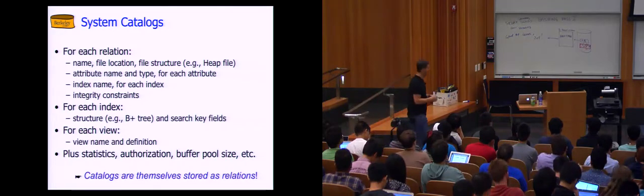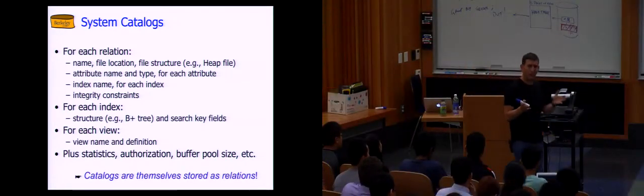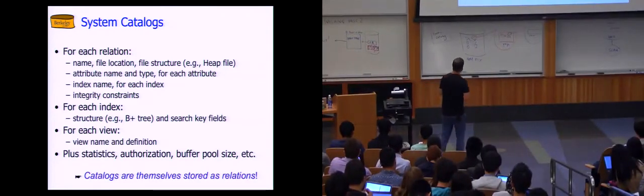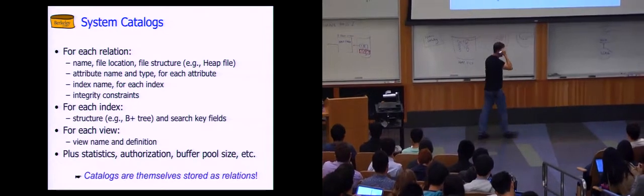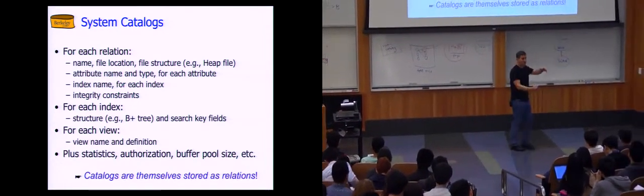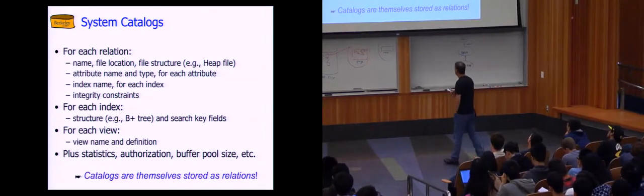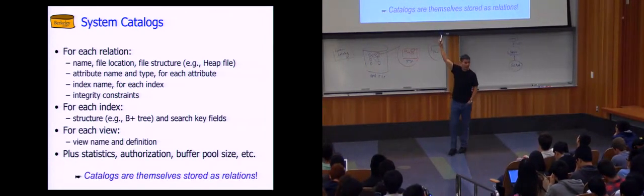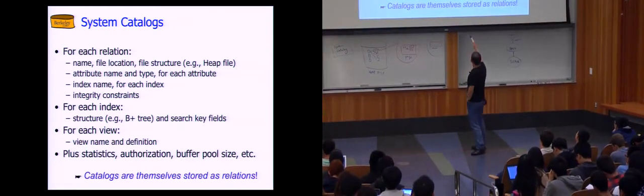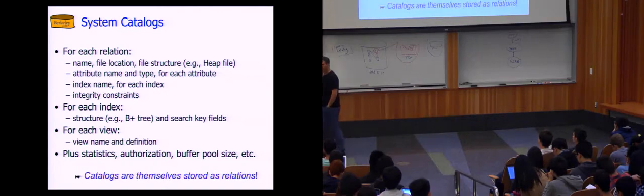All right, so views are logical tables, and what we store for those is the view name and its definition, the query that goes with it. And then finally, there's a whole bunch of things like statistics about these tables. So how many pages do they have? How many distinct values are in each column? What's the distribution of values in the columns? Authorization information. What are the names of users? Which users are allowed to look at what? Configuration stuff about the database. How many buffer pages do you have on your machine? All that kind of stuff.